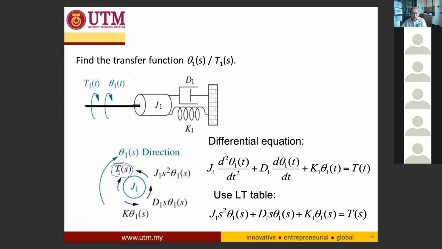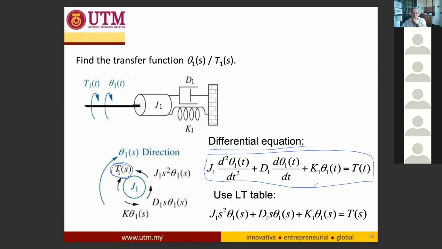Okay. So T1 is the input. So we're going to find the differential equations. As in a simple mechanical system, the torque T1 is opposed by J1, D1, and K theta 1. So simply you can use this formula where J1 theta 1 double dot plus D1 theta 1 dot plus K1 theta 1 is equal to T.